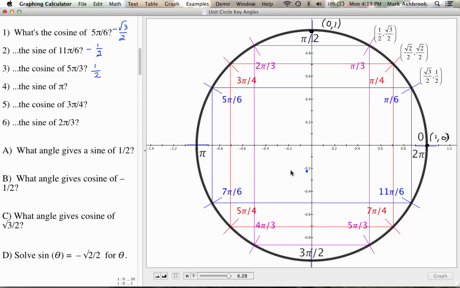Okay, what's the sine of pi? The sine of pi, here we are at pi radians. The sine is the vertical distance above the horizontal diameter. Well, pi, that point on the circle is on the horizontal diameter, so our vertical distance would be 0.